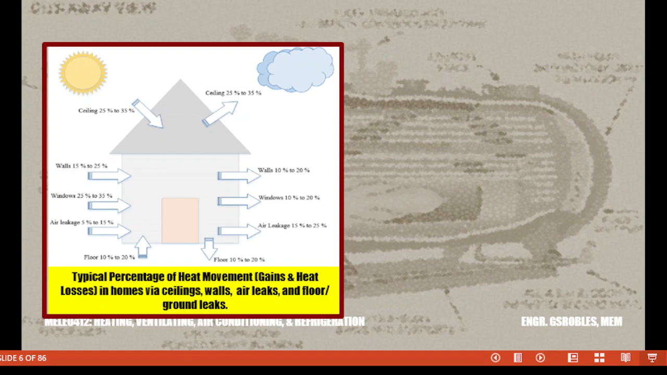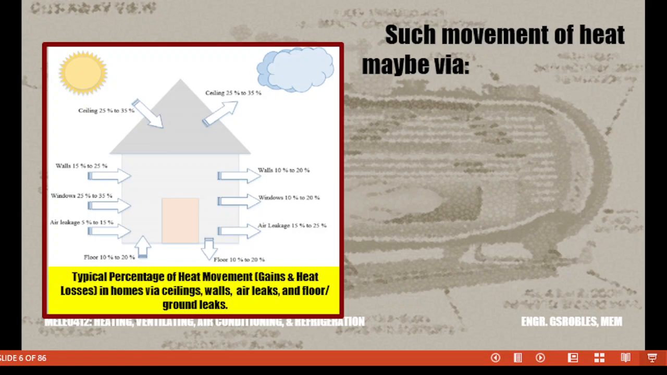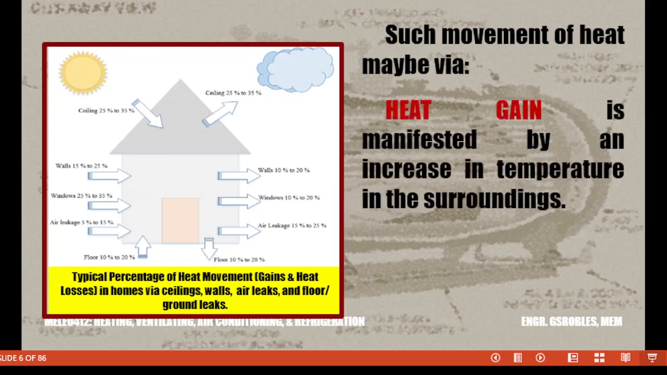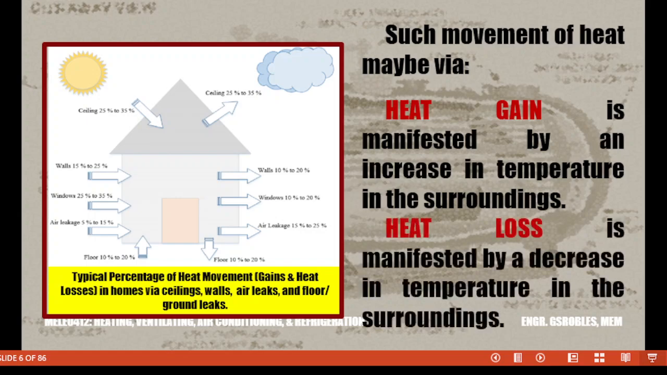Now we have two concepts of heat movement. We have what we call heat gain, which is characterized by gains or increases in surrounding temperatures, while heat loss is characterized by losses or decreases in terms of the corresponding temperature. Now, shown here is an illustration showing the possible heat gains or heat losses in residential houses that could be found in the US or the North America region.